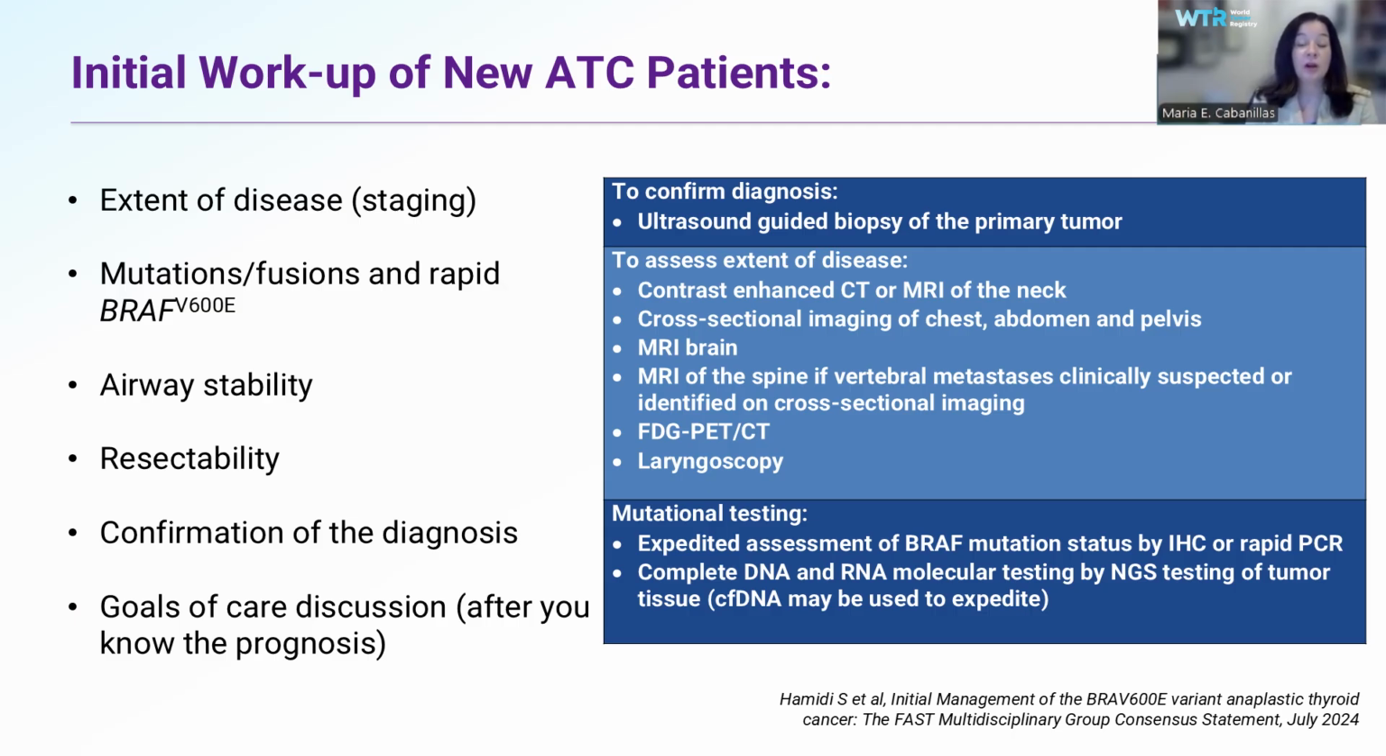On the right here, I show the imaging that is necessary to really understand the best management for these patients. And then also the mutational testing. And I'll point out that there are expedited ways of determining the BRAF status, which should be used initially, and then a complete analysis of the tumor can be done, which usually takes several weeks. We don't want to delay knowing the BRAF status by just sending one of these NGS tests that take longer.